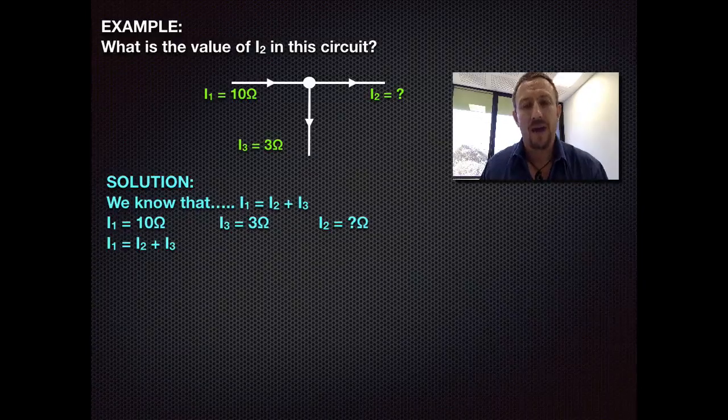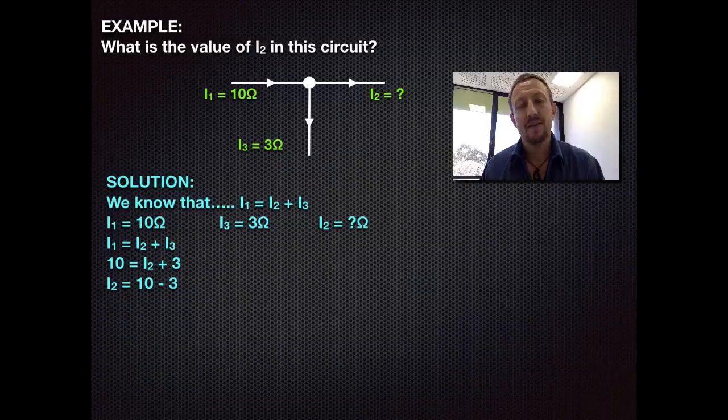So I have my algorithm, I1 equals I2 plus I3, and I can then substitute in my values. So I get 10 ohms, which is I1, equals I2 plus I3. So if I rearrange this to make I2 the subject, I get I2 equals 10 minus 3. So obviously, it's very, very simple. I2 will equal 7 ohms.